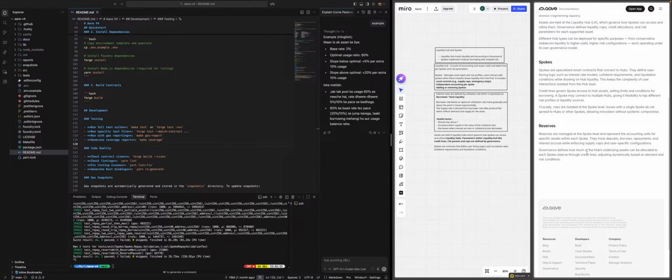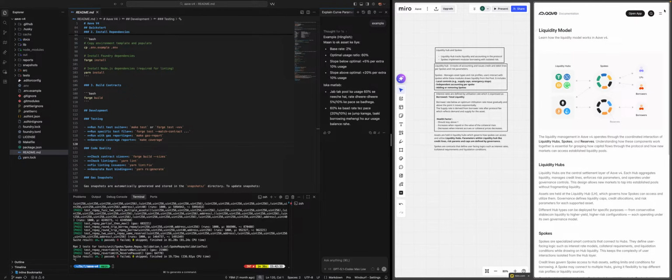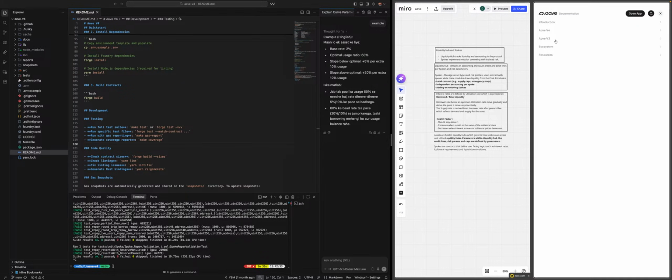Governance defines how much of the hub's underlying token can be allocated to each spoke reserve through credit lines, adjusting dynamically based on demand and risk conditions. Fair enough.